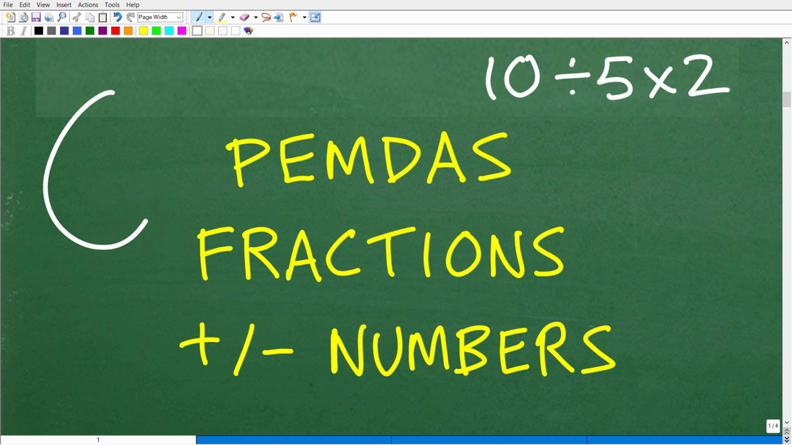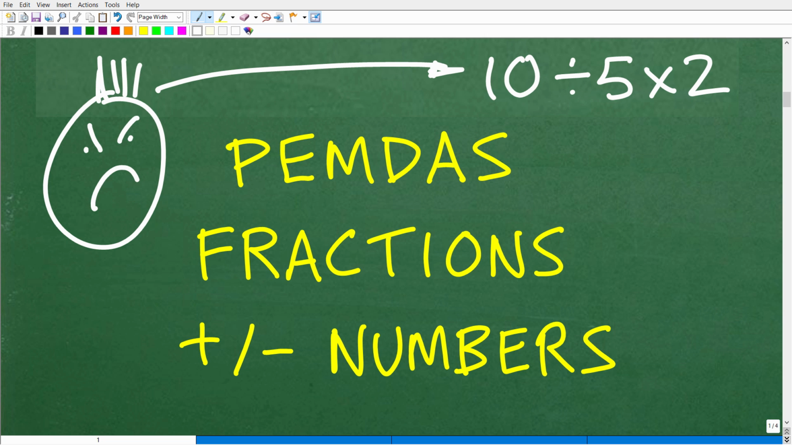Now, a lot of you are going to be shocked that you're going to get this problem wrong. Okay, so without a calculator, what is the answer? Okay, so some of you are going to say, all right, Mr. YouTube Math Man, let me see here. 5 times 2, that's 10. So 10 divided by 10 is 1. The answer is 1. Well, unfortunately, that is incorrect.